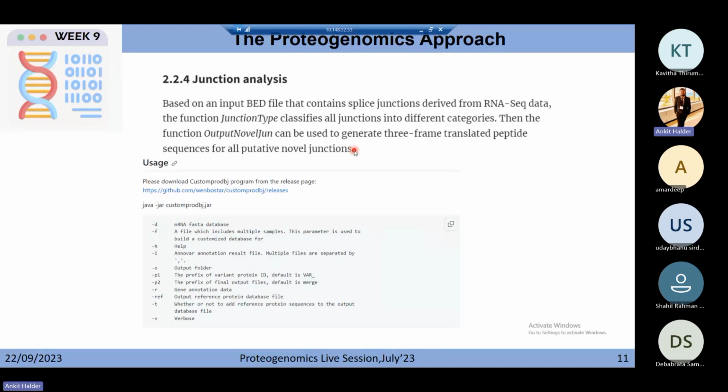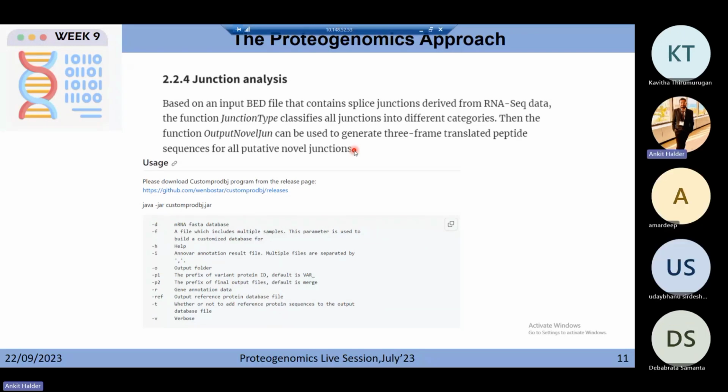So now if you want to generate the database, you will be doing the three frame translated peptide sequence for all novel junctions. You can perform your three frame translation or the six frame translation. From the mRNA level, you need to decide on the basis of your understanding and what you want to achieve. It is my preference that when I work from whole genome sequence or whole exome sequence to build a database, I perform the six frame translation of the database.